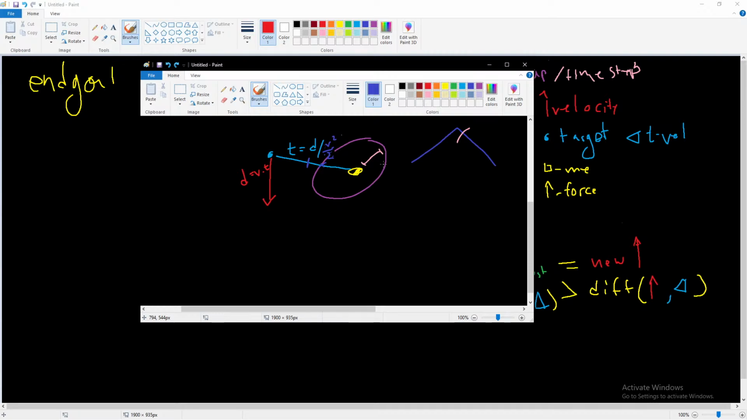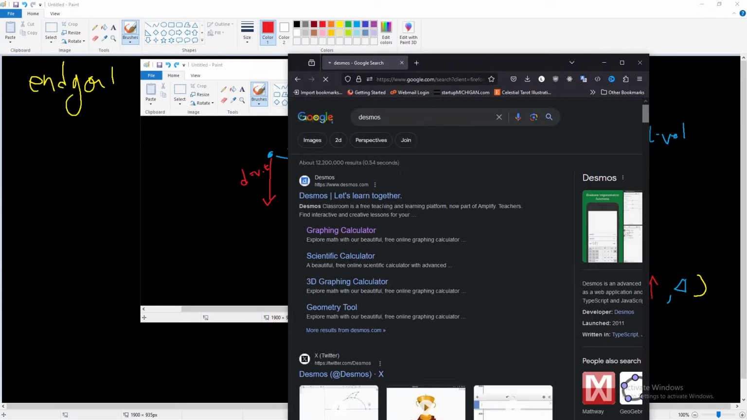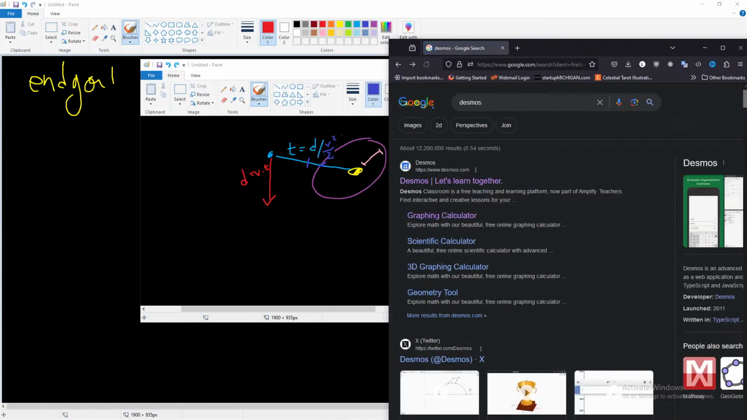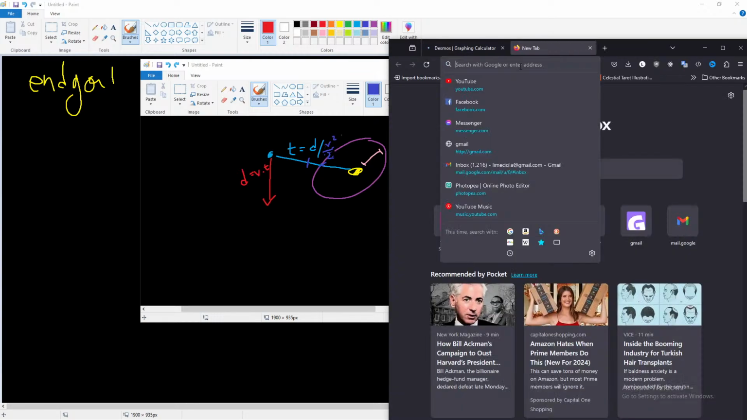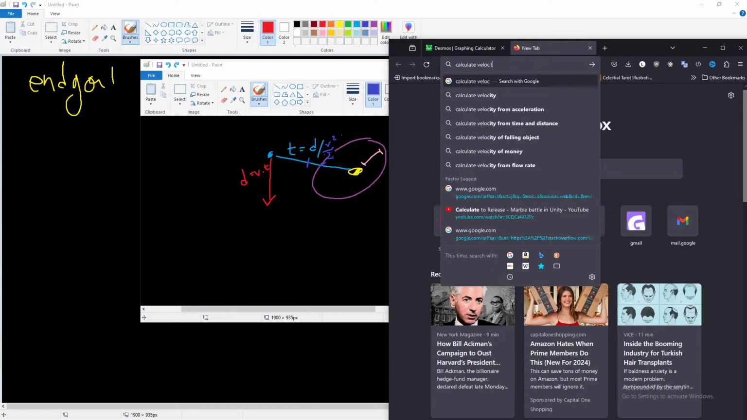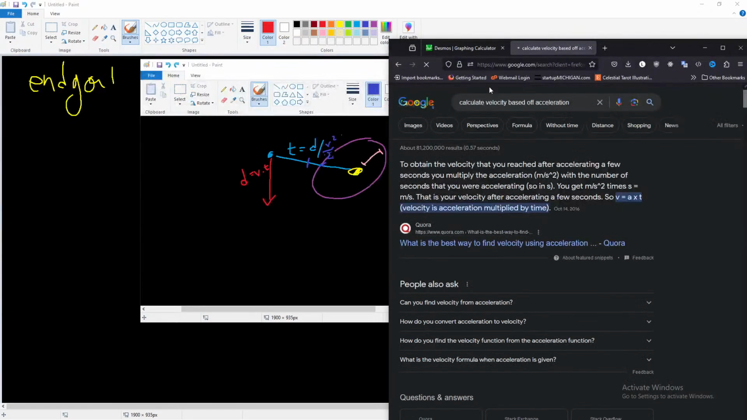Well, what am I doing? I can just pull up Desmos. Give me a second. I'll open up a new tab and just see if it makes sense. Graphing calculator. Because we're trying to get velocity equals acceleration times time.